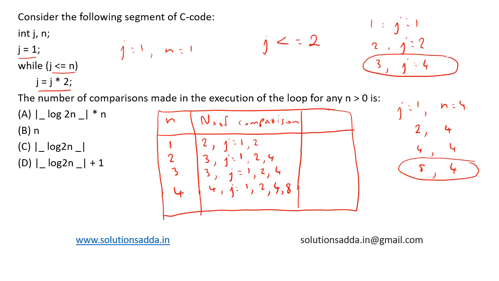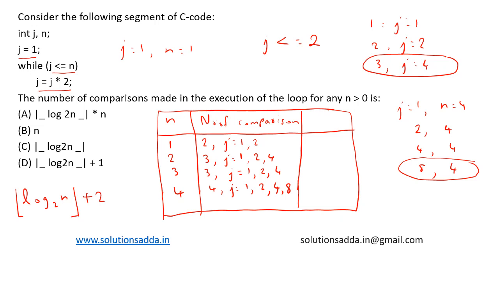So if we follow like this, it follows a pattern where the correct answer would be log of n to the floor plus 2. This would be the correct answer. But based on the options, the most appropriate one we have here is log of n to the floor plus 1. This is because we can make assumption in two ways.